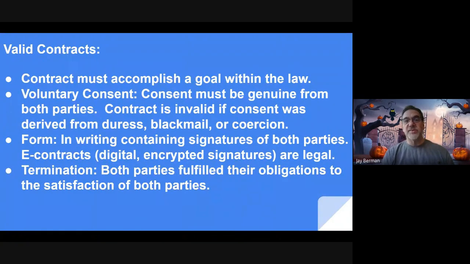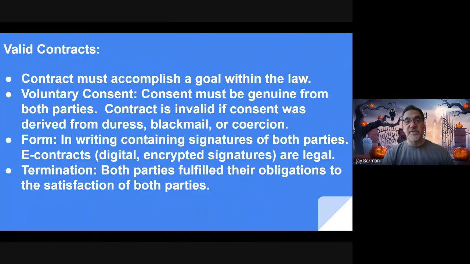Now, a contract must accomplish a goal within the law. So anything that involves any kind of illegality is not considered a contract. You have to have voluntary consent. Consent must be genuine from both parties. The contract is invalid if consent was derived from duress, blackmail, or coercion. Again, the contract should be in writing. It needs to contain the signatures of both parties for the contract to be valid.